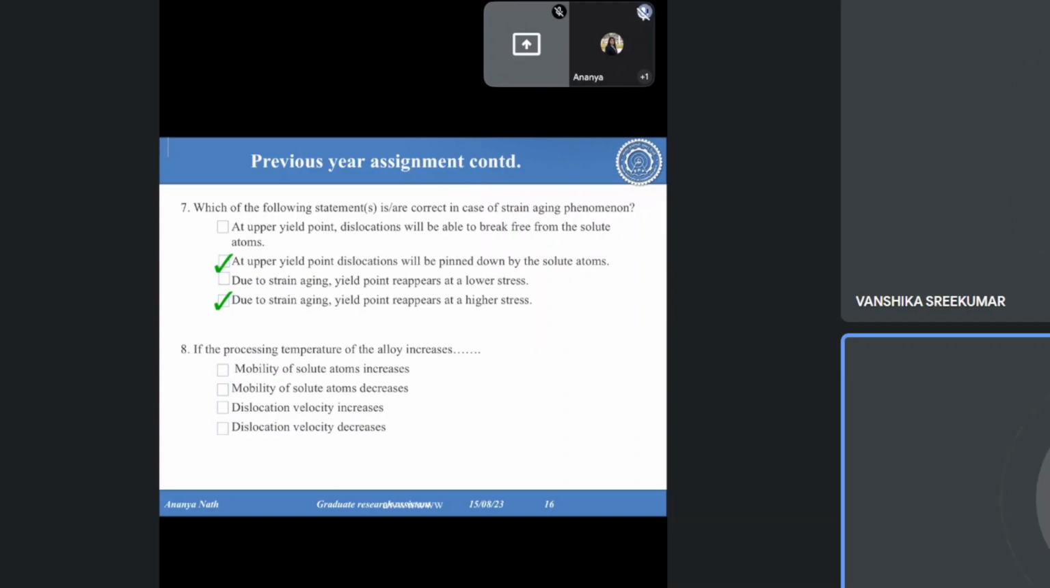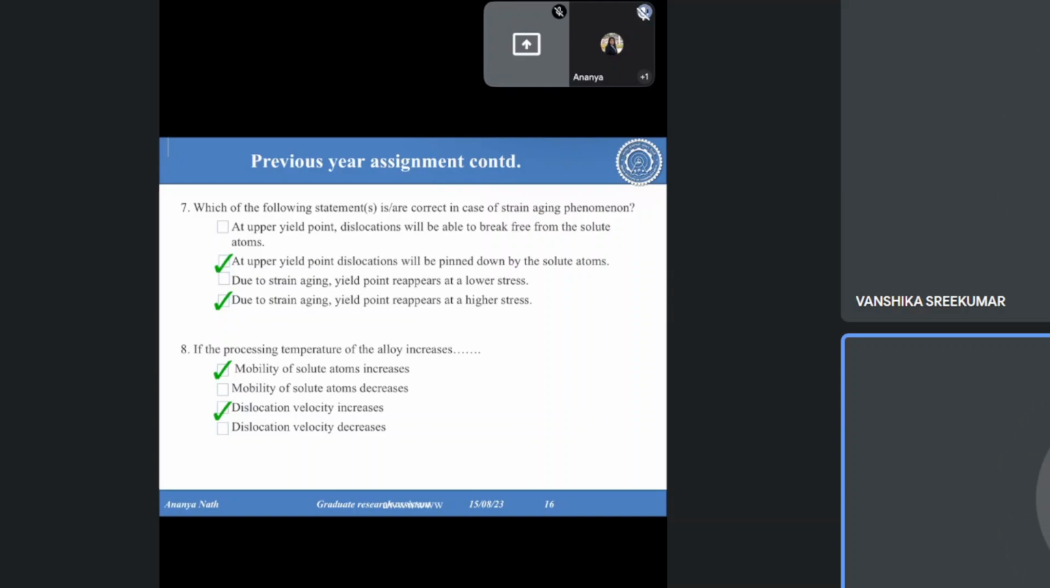Next: if the processing temperature of the alloy increases, the mobility of the solute atoms increases, and the dislocation velocity also increases. Processing temperature means the temperature at which it is made, which we are externally increasing. So both increase. This is a very important question. If the processing temperature is increasing, the mobility of the solute and the dislocation both are increasing.